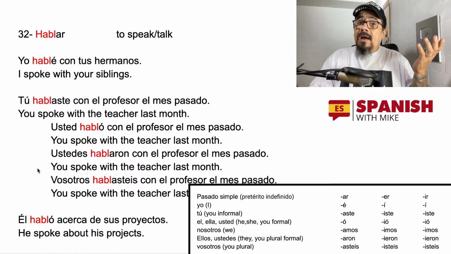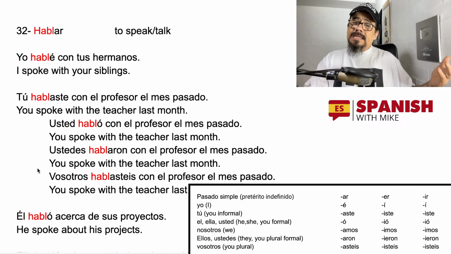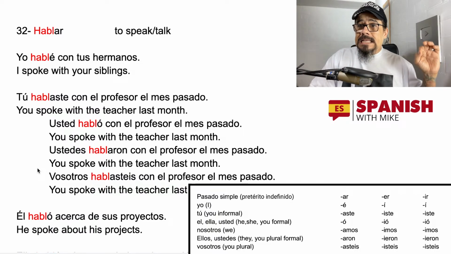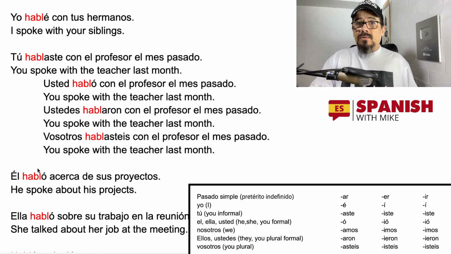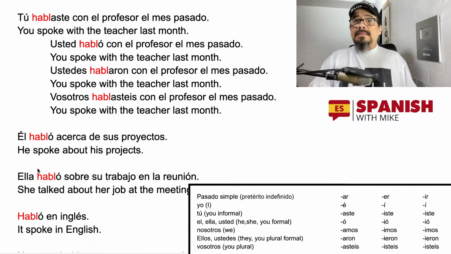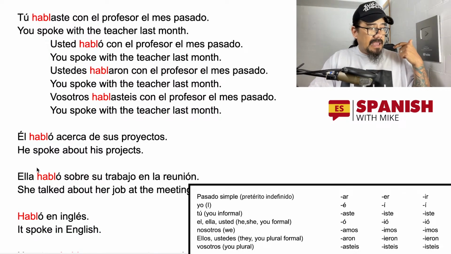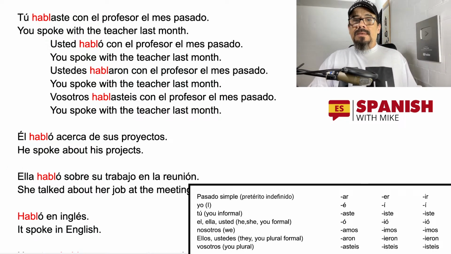Hablar, to speak or to talk. Most of the verbs in this list end in R. Some of them end in er, and a few end in ir. Hablar, to speak, to talk. Yo hablé con tus hermanos. I spoke with your siblings. Tú hablaste con el profesor el mes pasado. You spoke with the teacher last month. Singular, informal, close relationships. Usted habló con el profesor el mes pasado.